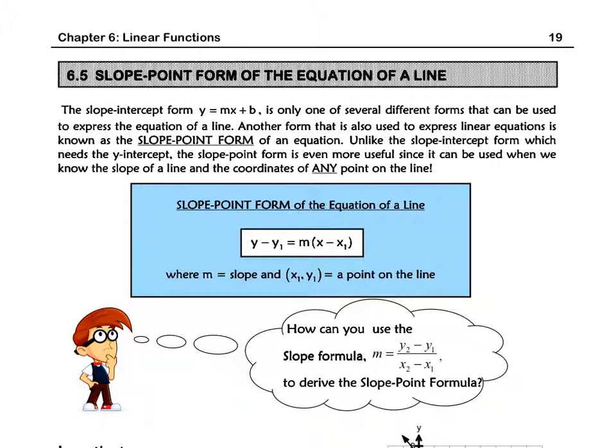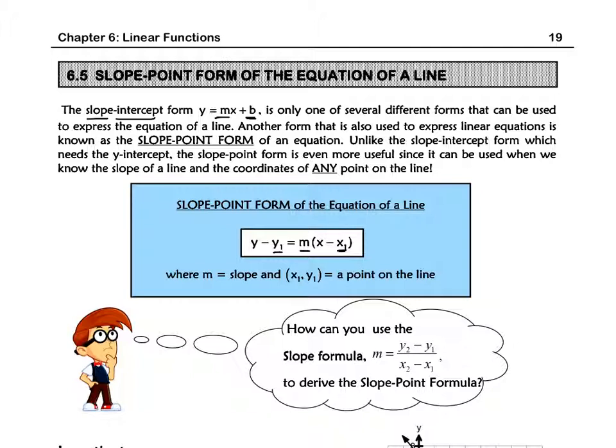Section 6.5 is on slope-point form of the equation of a line. So we've done the slope-intercept form, and it's called slope-intercept form because you can easily tell the slope, which is your m, and the y-intercept, which is your b, when it's written in that form. So slope-point form, you can easily tell the slope when it's written in that form, and the coordinates of a point, x1, y1, on the line. Or if you're given that information, you can come up with the equation by writing it in that form.